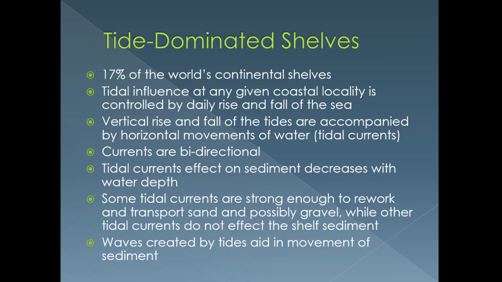So we'll first start off talking about tide dominated. This includes 17% of the world's continental shelves, and at these different localities, we find it's primarily controlled by the daily rise and fall of the sea level. This rise and fall of sea level is due to the moon affecting the ocean, and this vertical sea rise also is accompanied with different horizontal movements of the water due to different currents.